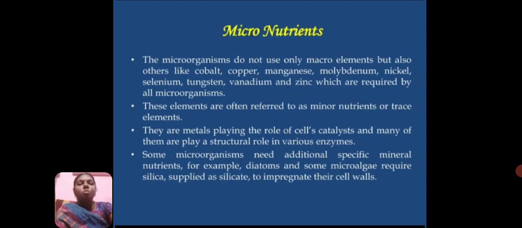Micronutrients. The microorganisms use not only macro elements but also others like cobalt, copper, manganese, molybdenum, nickel, selenium, vanadium and zinc, which are required by all microorganisms. These elements are often referred to as minor nutrients or trace elements. These metals play the role of catalysts, and many of them play a structural role in various enzymes. Some microorganisms need additional specific mineral nutrition. For example, diatoms and some microalgae require silica supplied as silicate to impregnate their cell walls.